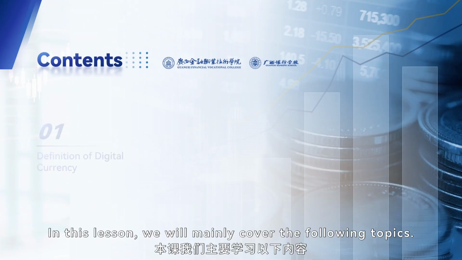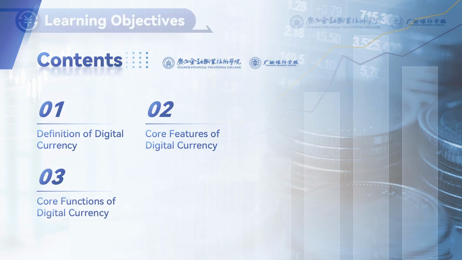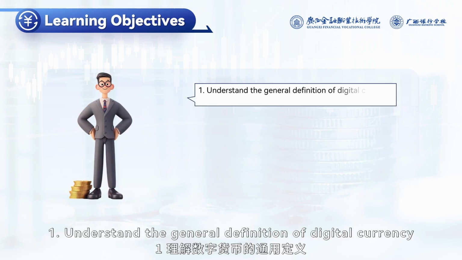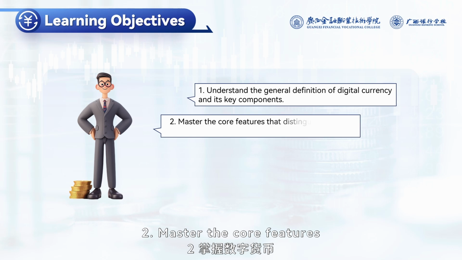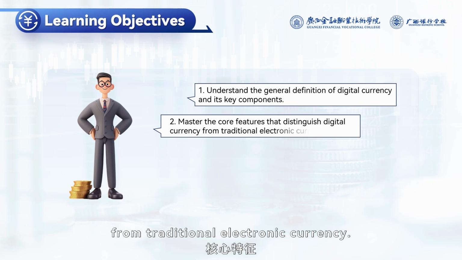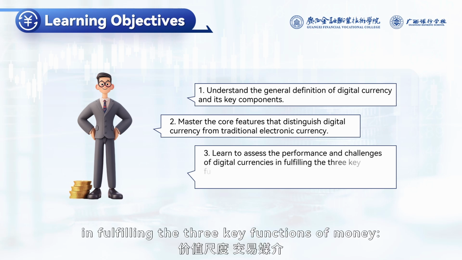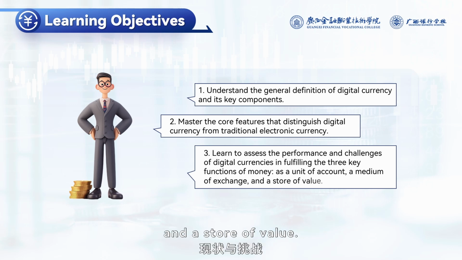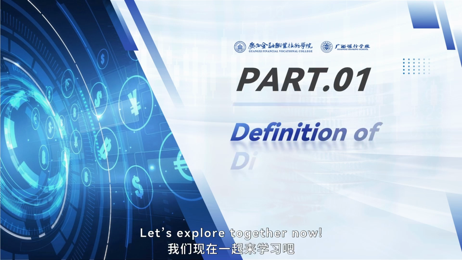In this lesson, we will mainly cover the following topics. Learning objectives for this lesson. 1. Understand the general definition of digital currency and its key components. 2. Master the core features that distinguish digital currency from traditional electronic currency. 3. Learn to assess the performance and challenges of digital currencies in fulfilling the three key functions of money: a unit of account, a medium of exchange, and a store of value. What is digital currency? Let's explore together now.